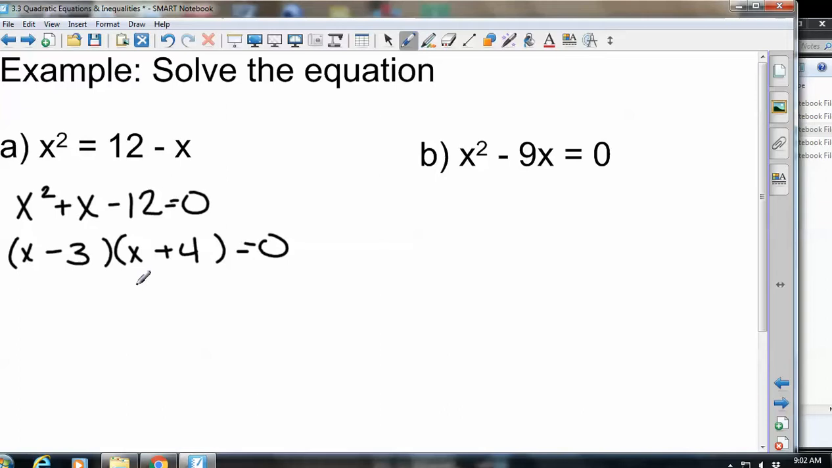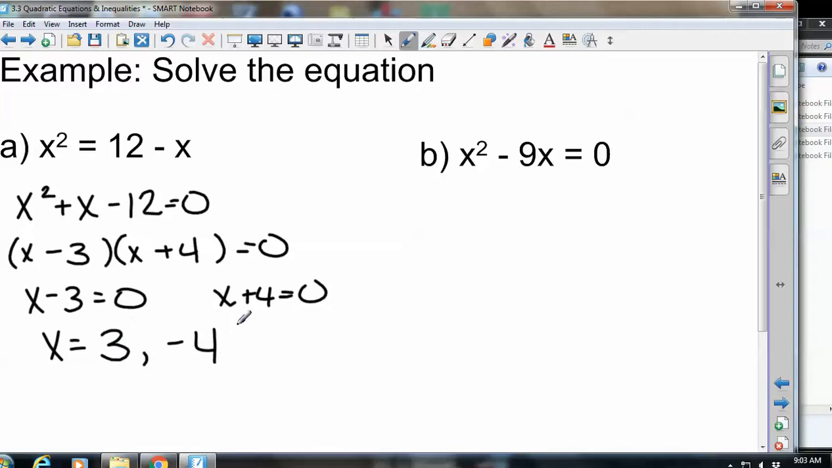Now at this point, we just need to solve it. So we have two things multiplied that equal 0. That means one of those things had to be 0 to begin with. So I'm going to say either x minus 3 equals 0 or x plus 4 equals 0. So that means x would be 3, or if you subtract 4, -4. How many answers should you get on every quadratic? 2. It's an x squared, so we are going to get 2 answers every time.